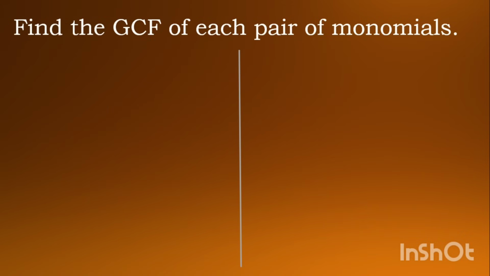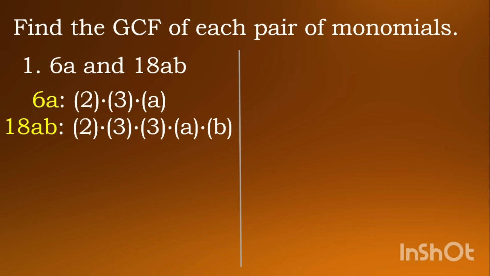Next, let's try to find the GCF of each pair of monomials. So I have here 6a and 18ab. So for 6a, by using prime factorization, we have 2 times 3 times a. For 18ab, we have 2 times 3 times 3 times a times b. So uulitin ko nga, hahanap or mag-iisip lang tayo ng mga factors na prime numbers lang. So 2 times 3 is 6, 6 times 3 is 18.